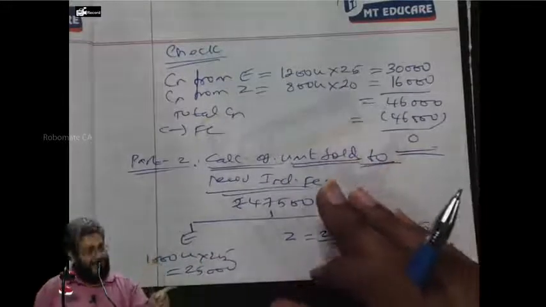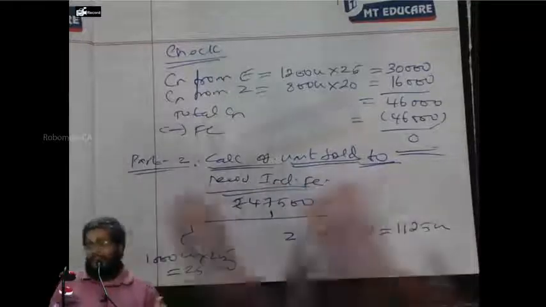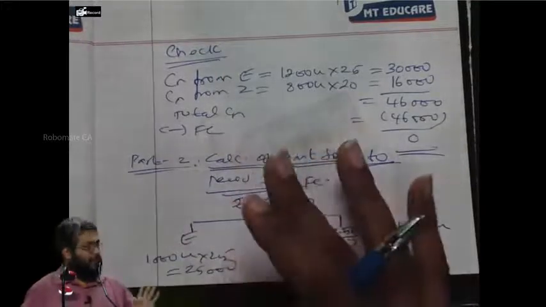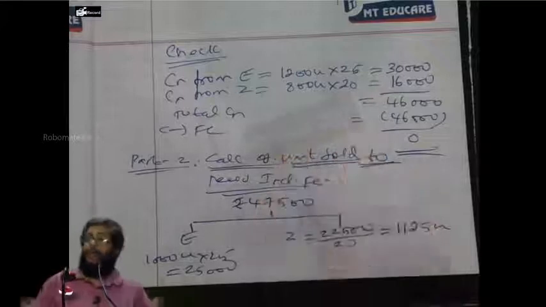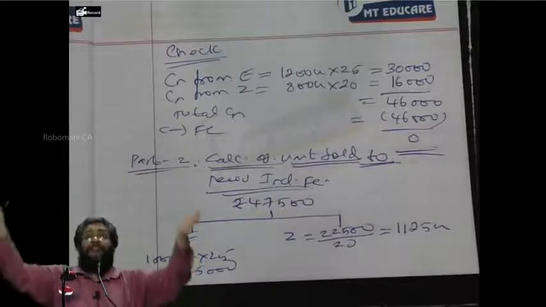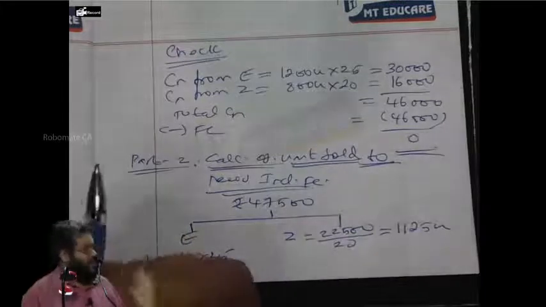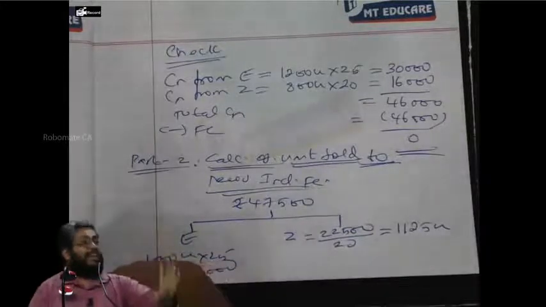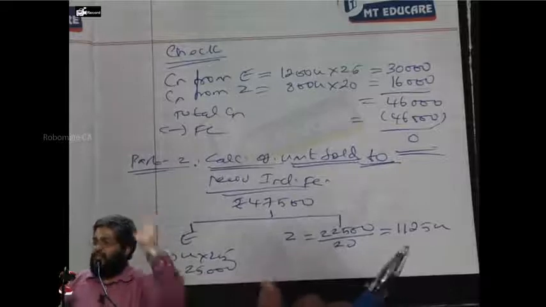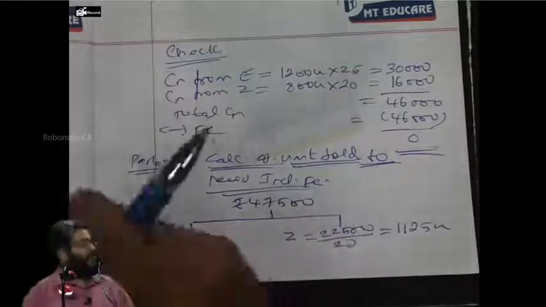4,000 units of Z, E and Z put together manufacture how many units? 4,000 units. Yes or no? I am opening a new factory where I can produce how many units extra? 4,000 more units apart from the old 5,000. Now, for the new factory, what is the extra fixed cost? 47,500. This 4,000 should recover the 47,500 or not?